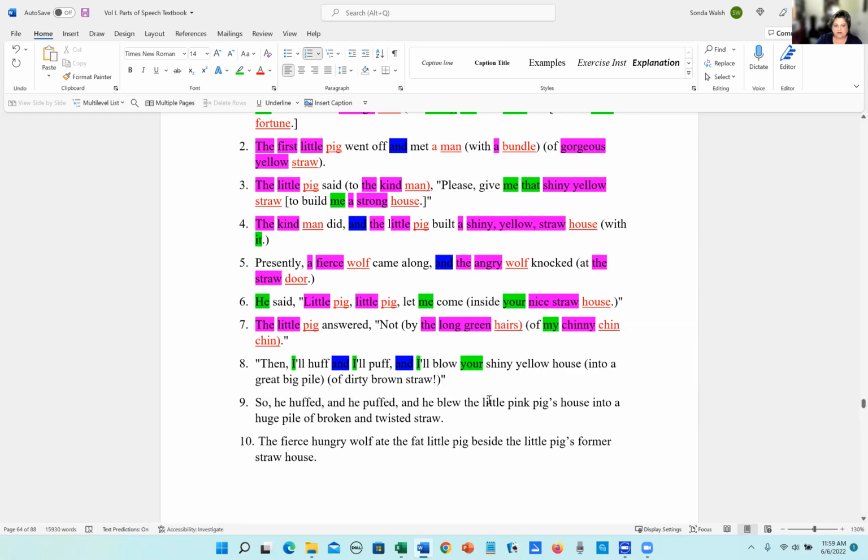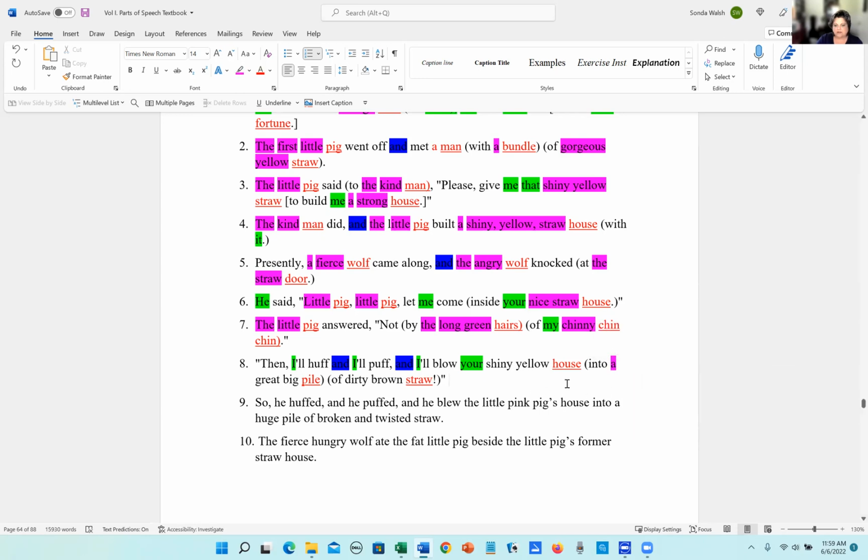Okay, now let's go and identify our nouns. Huff and puff and blow, all of those are verbs. They're action, so house is a noun. And pile is a noun. And straw is a noun. Okay, and then after we do that, we need to go to the nouns. And do we have any articles? A is an article.